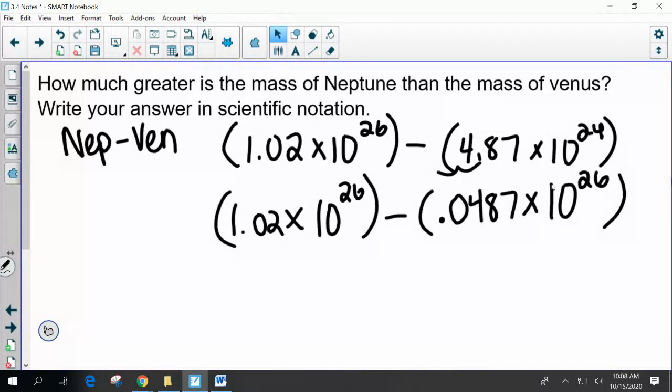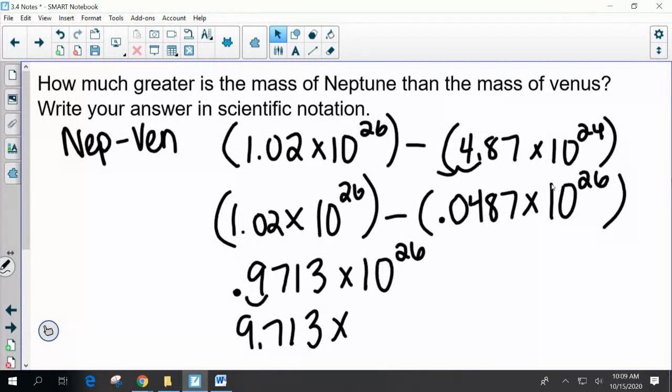Okay, so I need to subtract my numbers. 1.02 minus 0.0487 is 0.9 times 10 to the 26. Okay, and is that in proper scientific notation? No, so I need to move to the right one. And since I moved to the right one, what happens with the 26? It gets smaller, so smaller by 1.